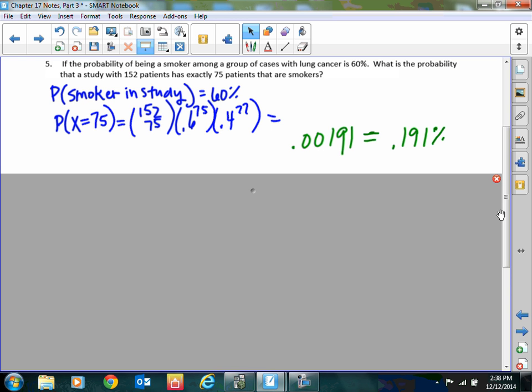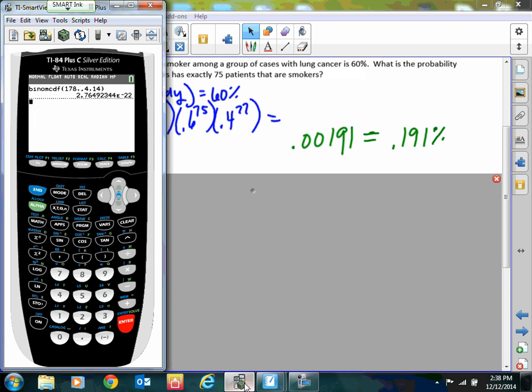Yes, so on the calculator, it looks like this. Second VARS, binomial PDF, and out of 152, is that what this was? With a 60% success rate of being a smoker, and then they wanted exactly 75 of those. And so that's how that came out, 0.00191.